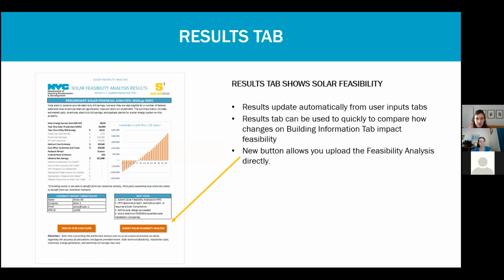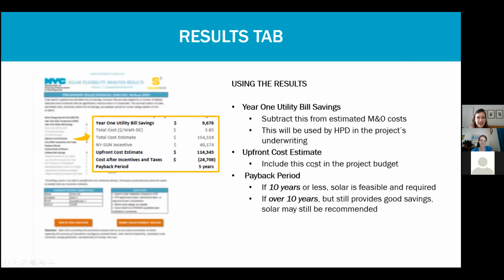So finally, we get to the results tab, and this is really going to show you the economic feasibility of your project. And as you change inputs, the results automatically update. So you can really use this tool to experiment and explore how different inputs will change the economics of your project. And just know that there's a new button at the bottom right-hand corner of this page to click, and it'll take you directly where you can upload the feasibility analysis. So hopefully that'll save you a little bit of time.